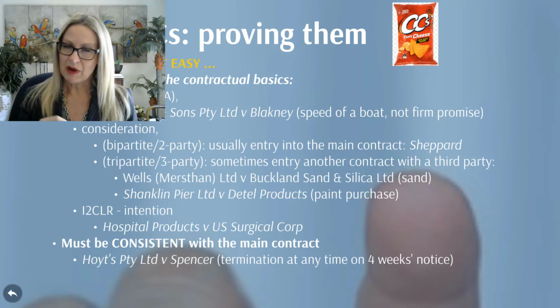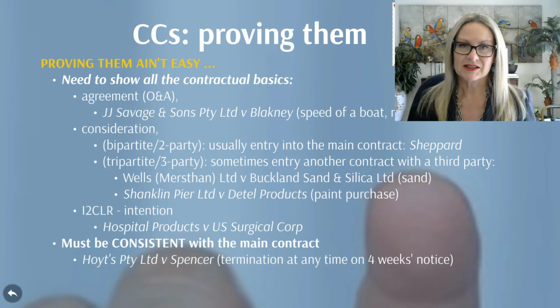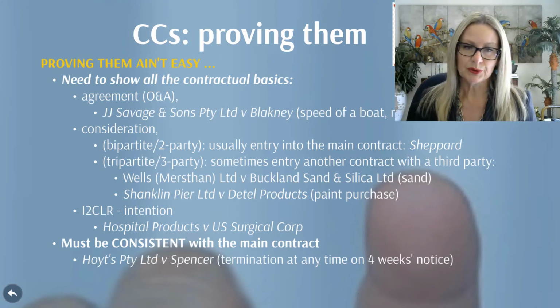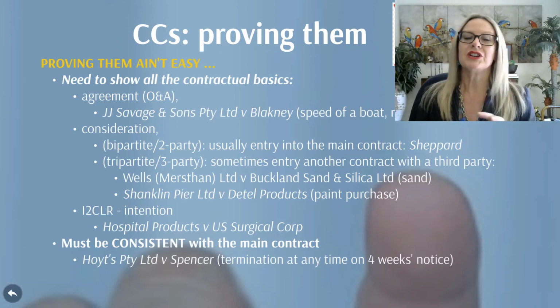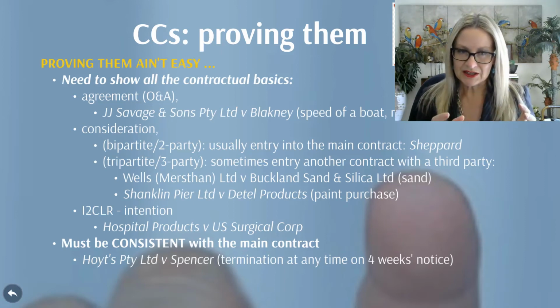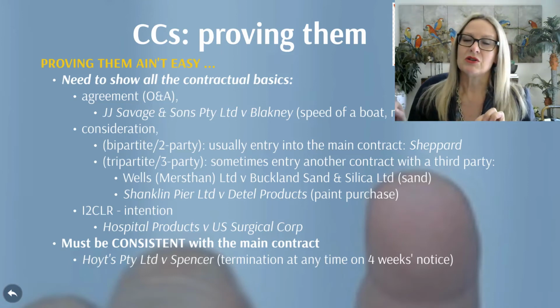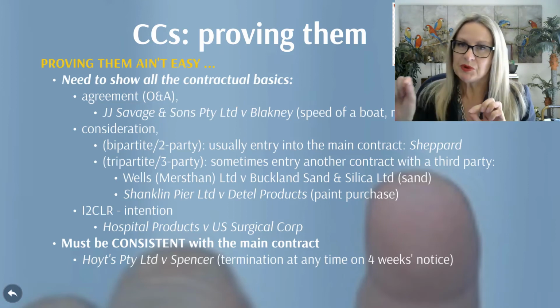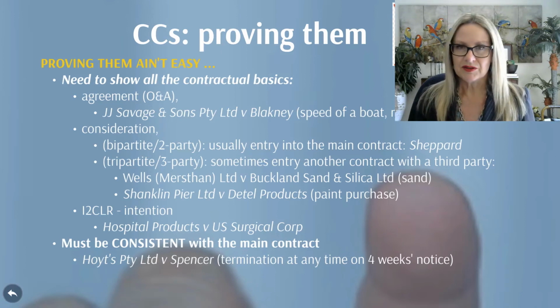They chose a painter that did use the paint that was stipulated in the contract, and instead of having this nice long life, it was terribly defective and showed signs of wear and tear very, very quickly. So in that case, Shanklin Pier could sue the paint producer, Detel Products, and its consideration for this collateral contract was that the pier company had entered into the contract with the painter, stipulating that Detel's paint should be used. So you need to find consideration.